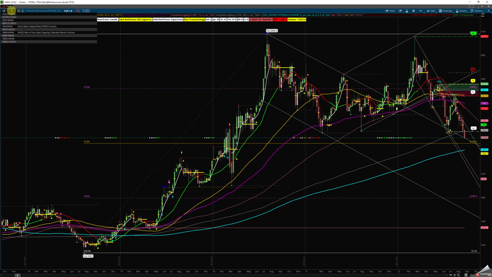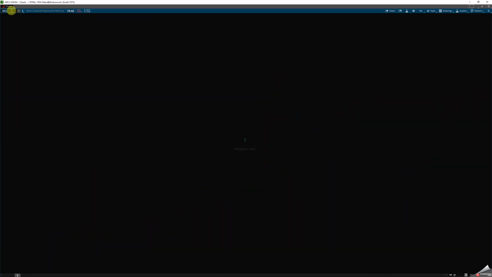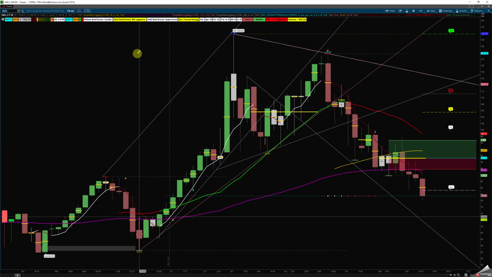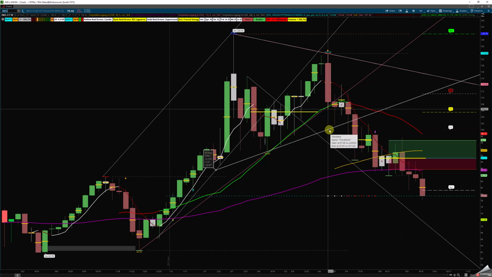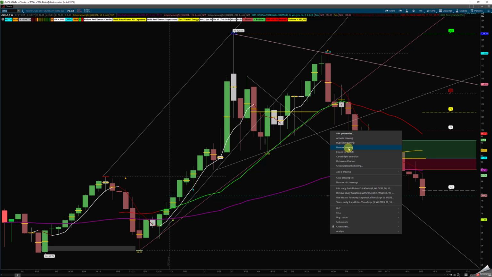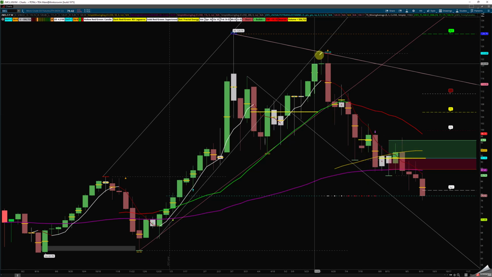Let's take a look at the micro CL, which is crude oil. You can use USO. We can see that the crude has lost its major retracement channel, fell through this channel, double topped here, couldn't hold, retested the 93 area, couldn't hold it.